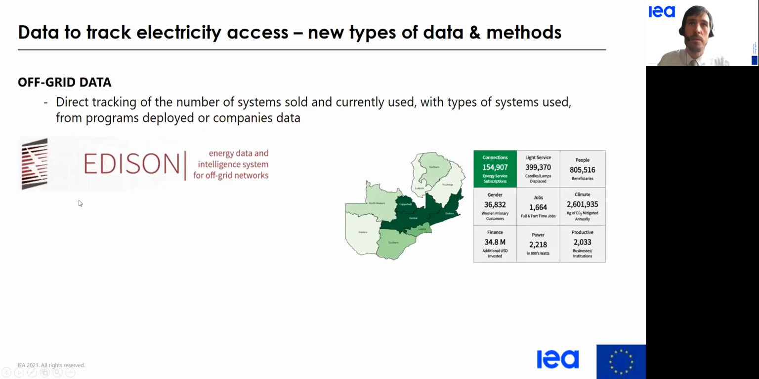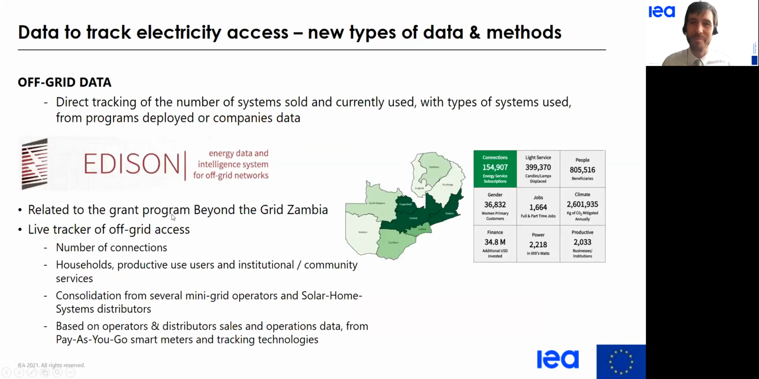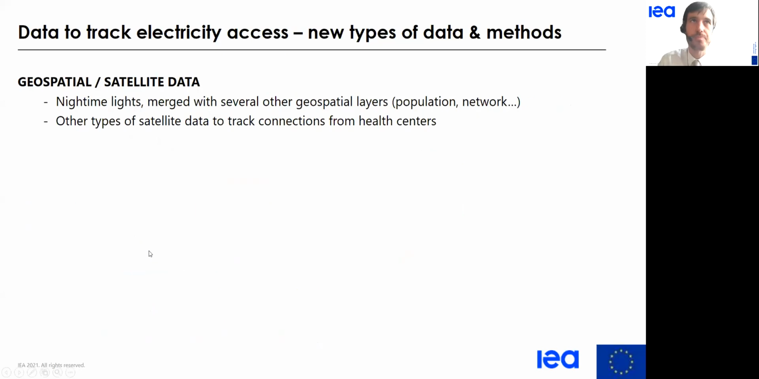I have this slide I made based on the Zambian example of the Edison platform, but I'd be very interested to learn more from you on how is this going. I understand that this platform is able to track live the number of connections under the Beyond the Grid Zambia program, looking at number of people gaining access by mini grids, but also solar home system distributors. So this is also something that interests us a lot.